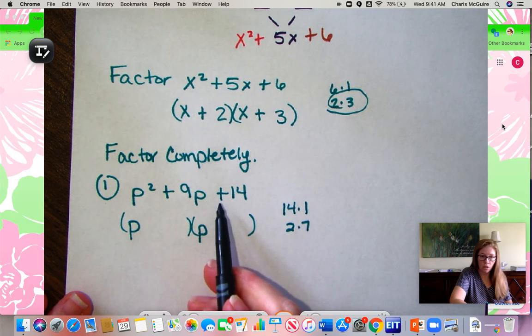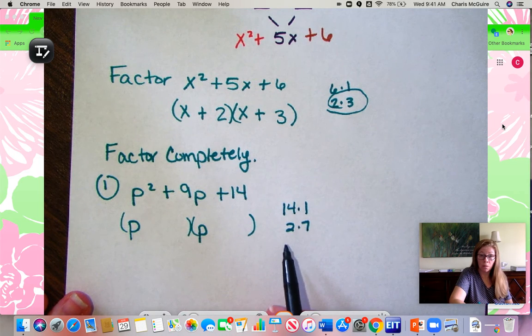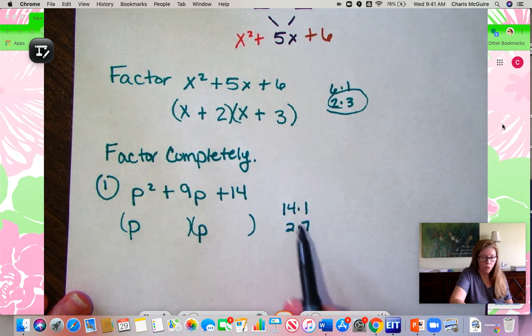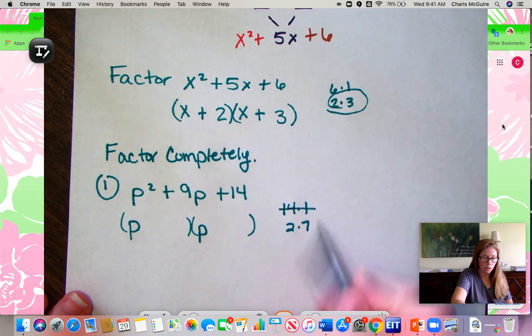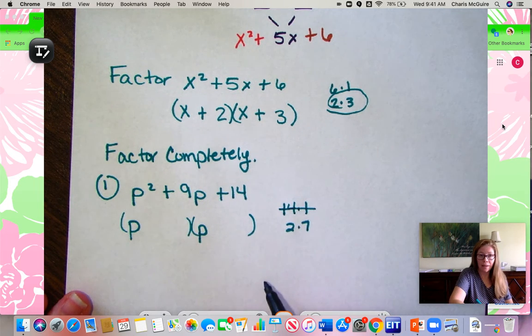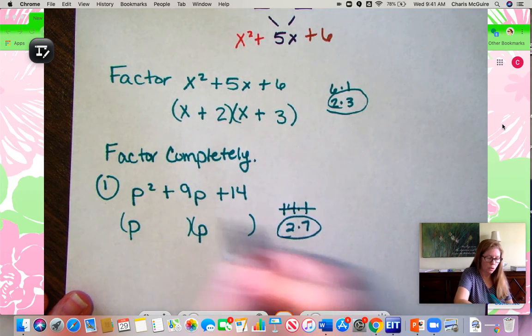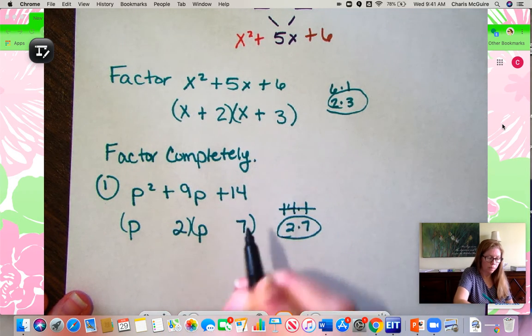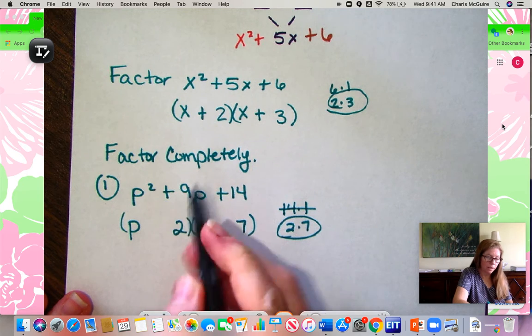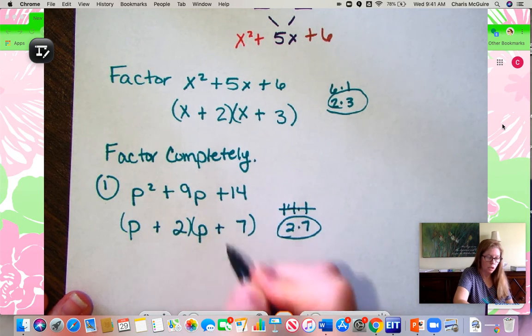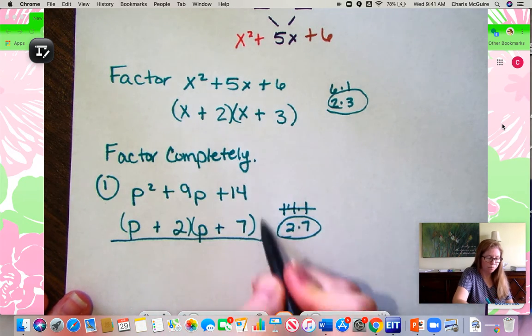Now this is addition. So we're going to put these together to make them big, right? 14 plus 1 is 15. That's no good. 2 plus 7 makes 9. Cha-ching! There you go. So we're going to use the 2 and the 7. Now because it's a plus 9, these are going to both be addition. Now this is your answer.